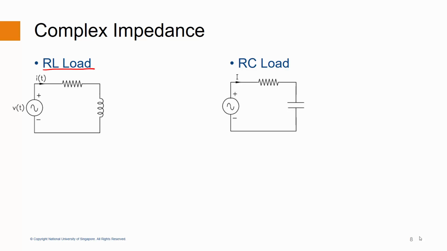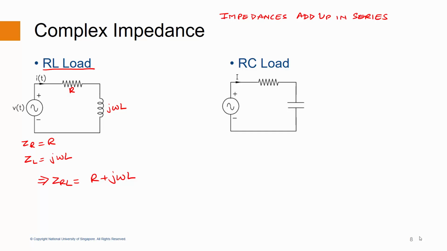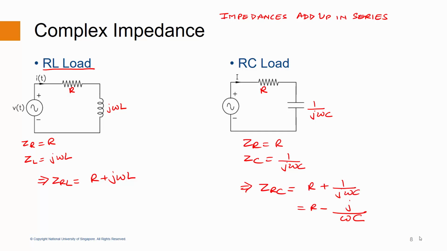We looked at individual R, L and C in isolation. Let us take a combination of two of the elements. Impedances, like resistances, add up when connected in series. Here we have an RL load. Here the total impedance is the resistive impedance plus the inductive impedance, or we can say that the complex impedance ZRL is equal to R plus j omega L. Here we have an RC load. Here the total impedance is the resistive impedance plus the capacitive impedance, or we can say that the complex impedance ZRC is equal to R plus 1 by j omega C or R minus j by omega C.